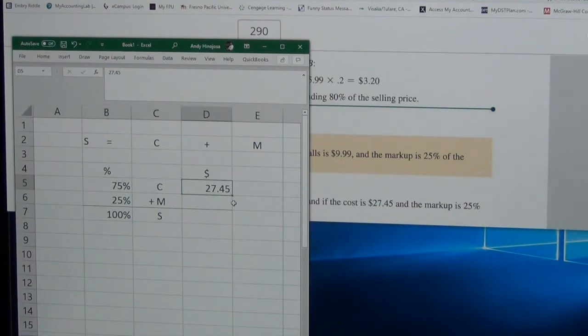Well, we don't have the selling price, so we can go backwards. $27.45 divided by 75% is going to give us the sales price: $36.60. We'll take the difference between the sales price and the cost, and that's $9.15.